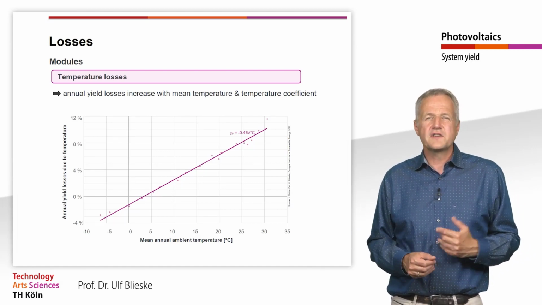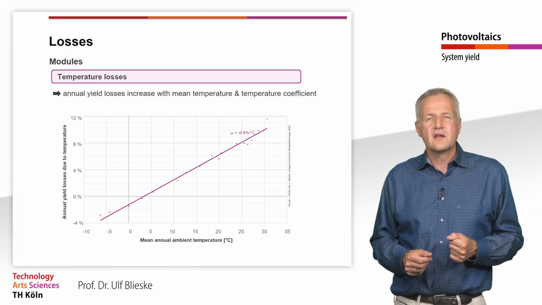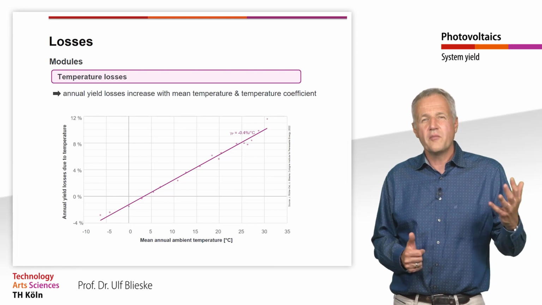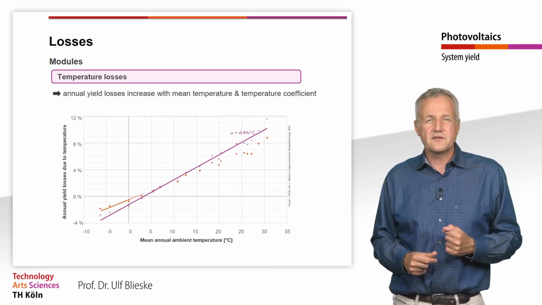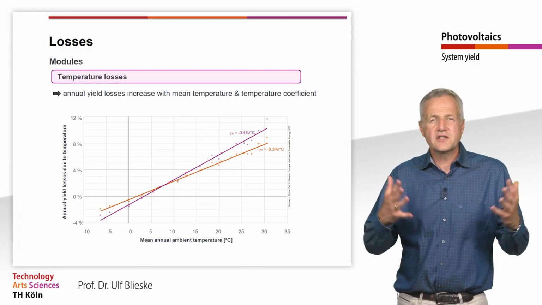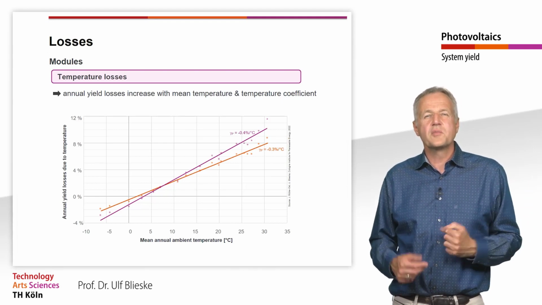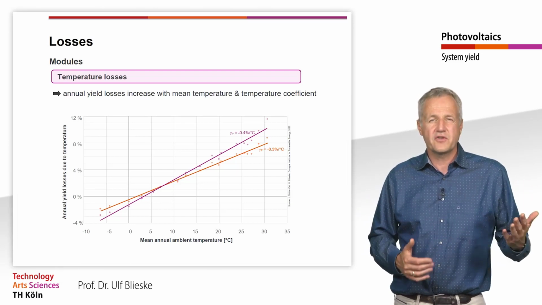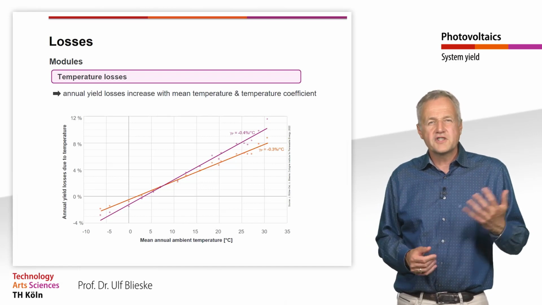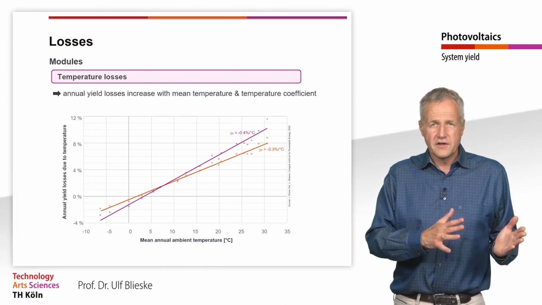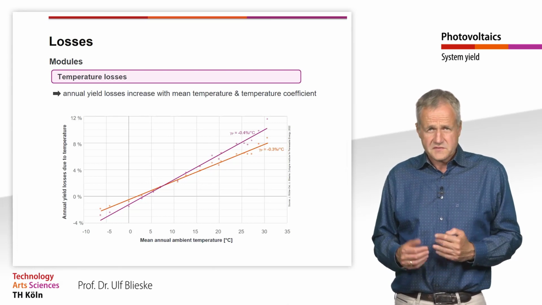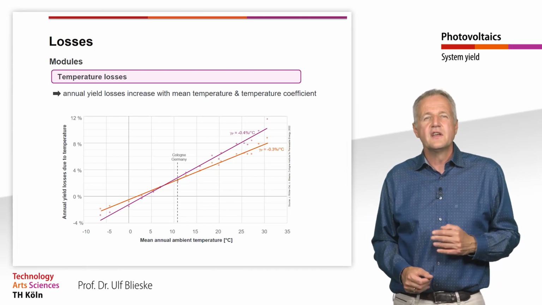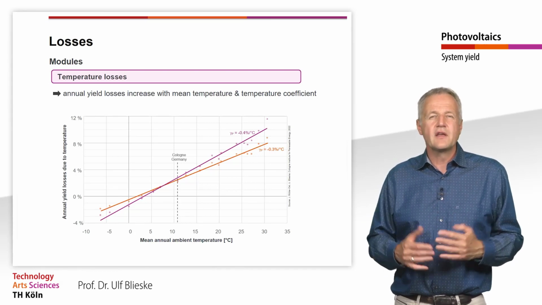To illustrate the influence of temperature coefficients, let us now look at the losses for a good monocrystalline module with a temperature coefficient of minus 0.3% per degree Celsius. Especially in warmer regions, the better temperature behavior is clearly noticeable here. In the extreme case, there are now only losses of 8 instead of 10%. In areas with moderate temperatures, however, the difference between various modules is much smaller. In Cologne, where the annual average ambient temperature is about 11 degrees Celsius, the difference between the two modules is barely 0.5%.